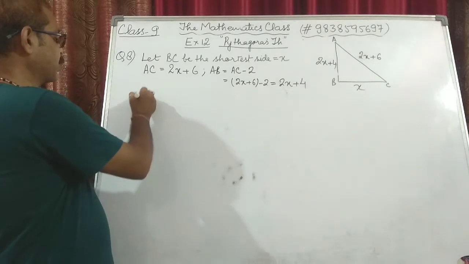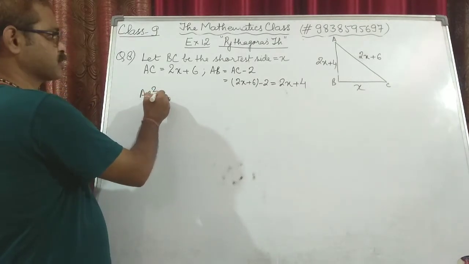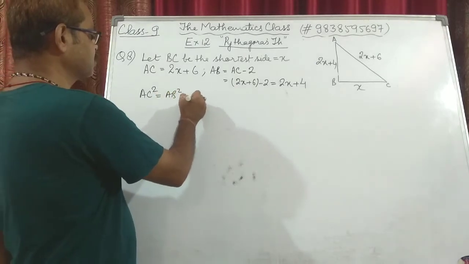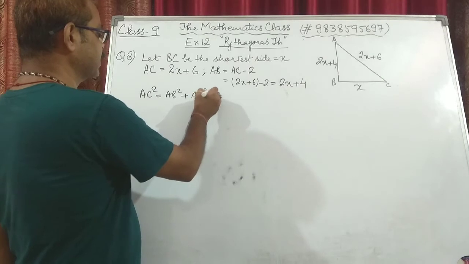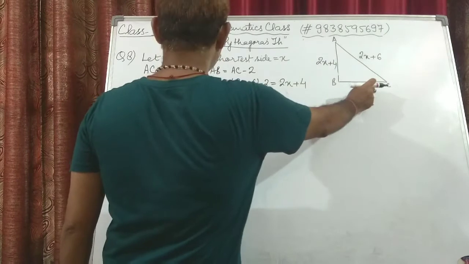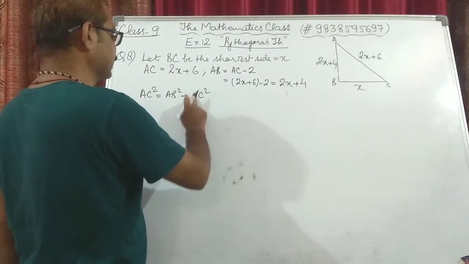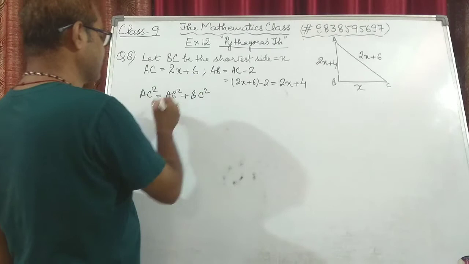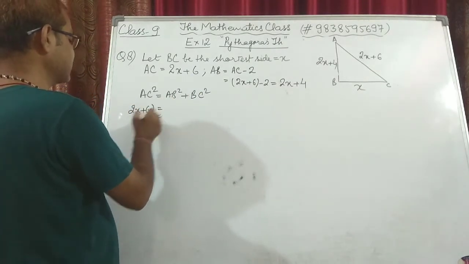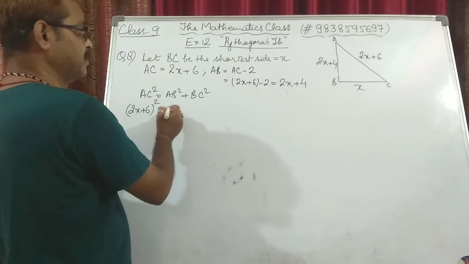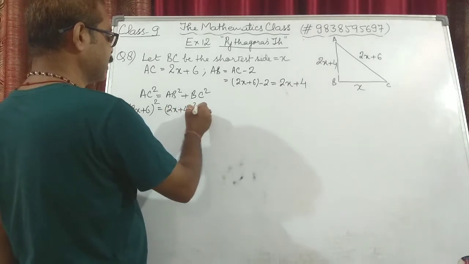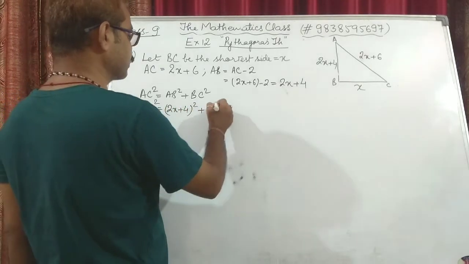We know that according to Pythagoras theorem, the square of the hypotenuse, that is AC, is equal to the sum of the squares of the other two sides. The other two sides are AB and BC. So we write AC square, that is hypotenuse square, is equal to AB square plus BC square. Now AC is given as 2x plus 6, squared. AB is given as 2x plus 4, squared, plus BC is simply x, so x square.